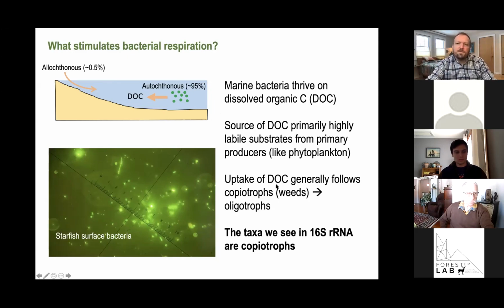The uptake of DOC generally follows very quickly from copiotrophic taxa, which have a preference for lots and lots of organic matter, as opposed to oligotrophs. Most of the taxa that we were seeing in our surveys belong to groups that we know are copiotrophic. They're amongst the fastest responding species to phytoplankton blooms.